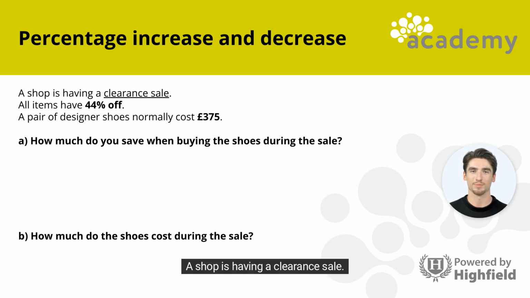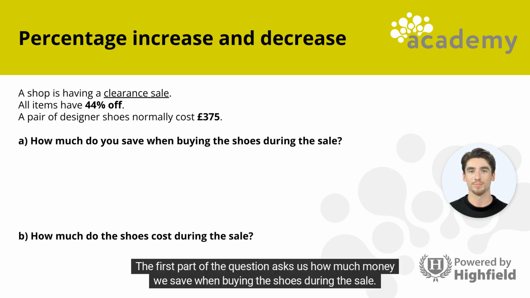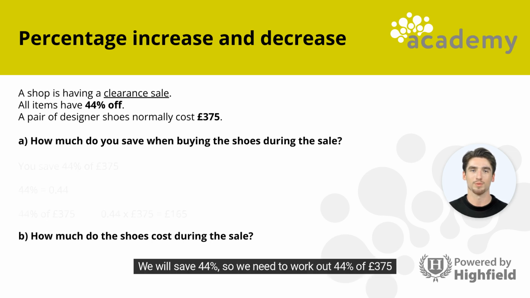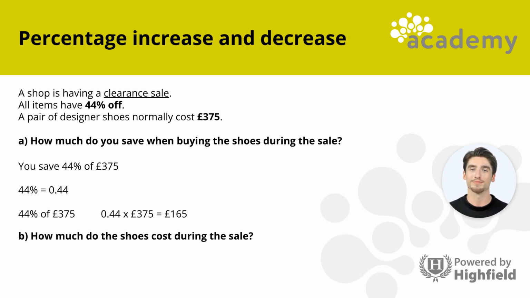A shop is having a clearance sale. All items have 44% off. A pair of designer shoes normally cost £375. The first part of the question asks us how much money we save when buying the shoes during the sale. We will save 44%, so we need to work out 44% of £375.